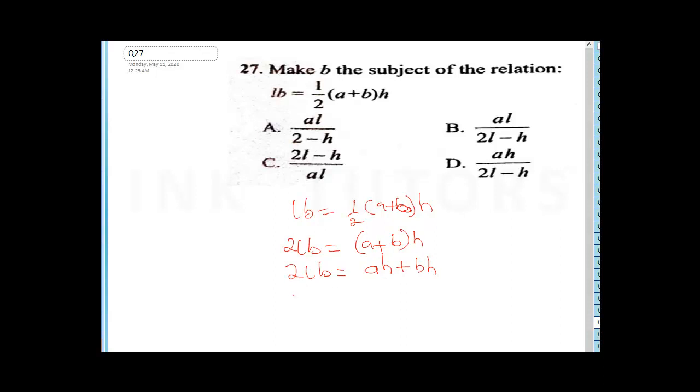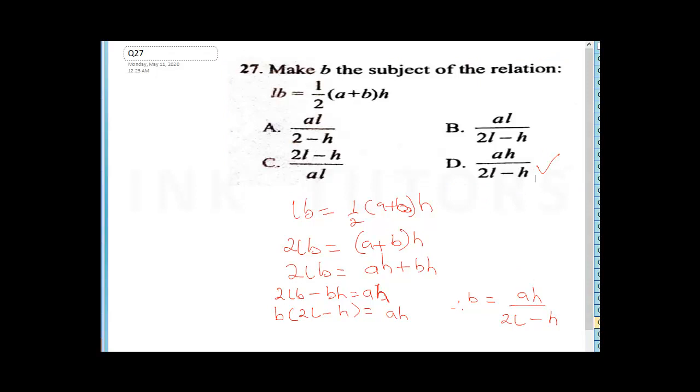Now collect like terms. Everything that has to do with B has to stay one side. 2LB minus BH is equal to AH. Now this is AH. Okay, so we can now factorize our B out, which will give us B times 2L minus H is equal to AH. So from here we can now say B is equal to AH over 2L minus H. So our final answer it's D. D is the correct answer.